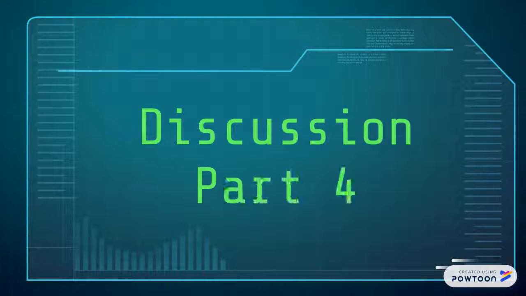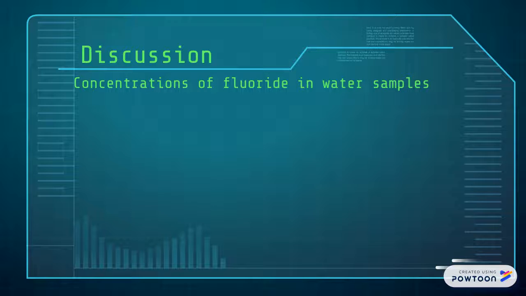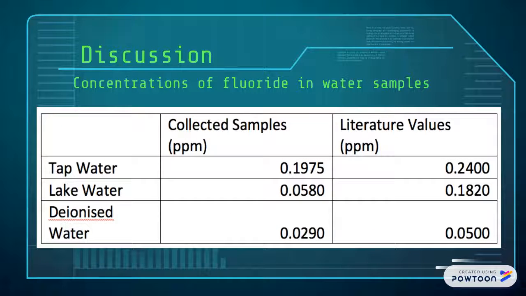Discussion part 4. Concentrations of fluoride in water samples. As shown in the table, the concentration of fluoride in the tap water sample is less than that of the literature value found for tap water in Malaysia. The percentage difference is 17.7%.